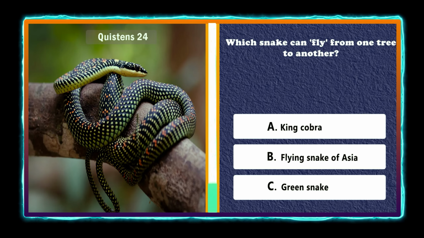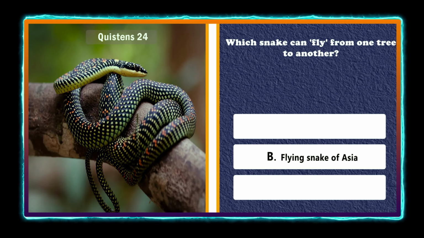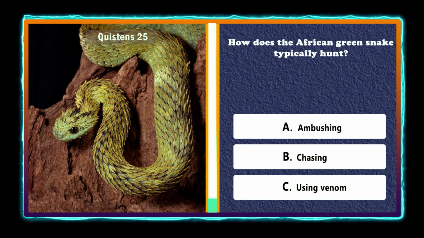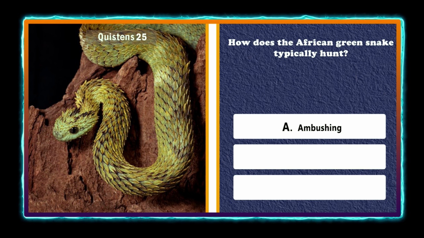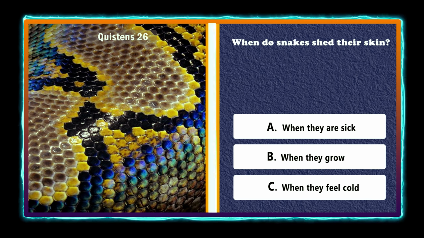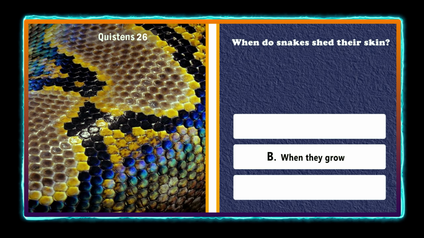Which snake can fly from one tree to another? Flying snake of Asia. How does the African green snake typically hunt? Ambushing. When do snakes shed their skin? When they grow.